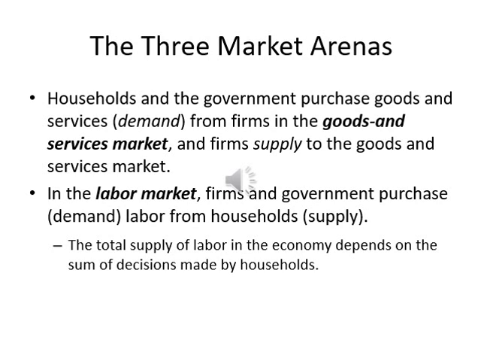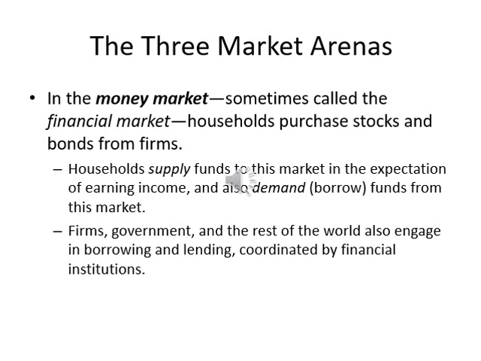In the labor market, firms and government purchase, demand, labor from households, supply. The total supply of labor in the economy depends on the sum of decisions made by households. In the money market, sometimes called the financial market, households purchase stocks and bonds from firms. Households supply funds to this market in the expectation of earning income, and also demand, borrow, funds from this market. Firms, government, and the rest of the world also engage in borrowing and lending, coordinated by financial institutions.